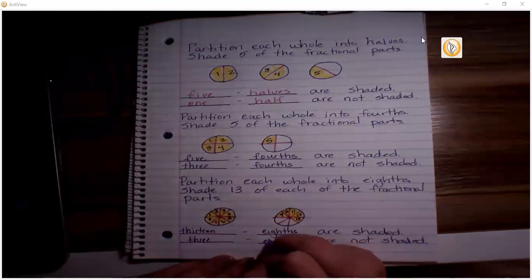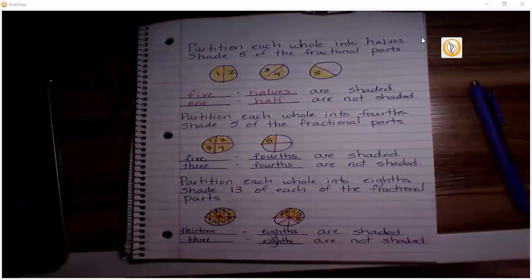3 eighths are not shaded. 3 eighths are not shaded.